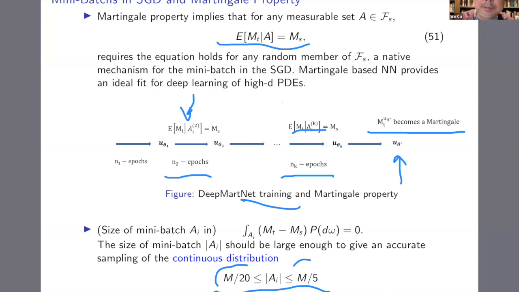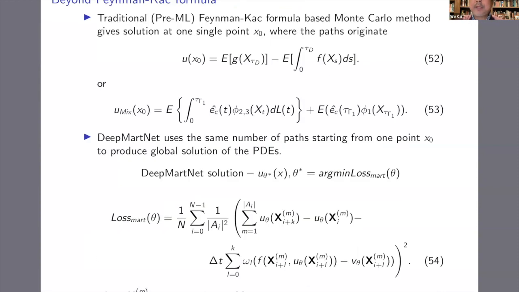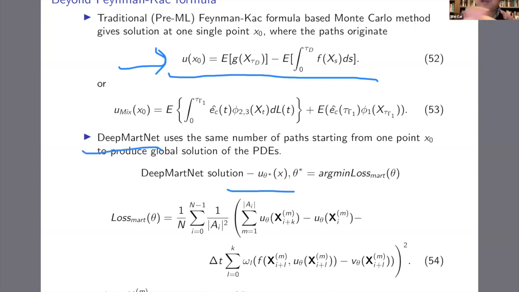Okay, so now another comment is that this actually is beyond the Feynman-Kac formula, because the Feynman-Kac formula just gives you a solution at one point. But with this one, if you use the same number of paths you would use to compute the solution at one point, you can actually get a solution for the whole domain. So this DeepMartNet extracts more information from the same set of paths. That is the numerical result we have so far.